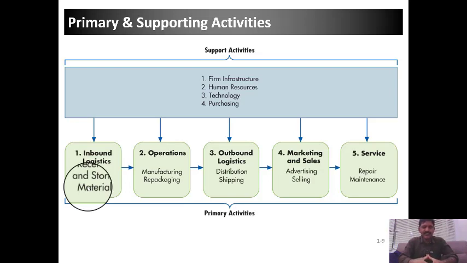Second, operations are operational activities, such as manufacturing and repacking. We produce something, then pack it and send it to the customer. Outbound logistics is distribution and shipping. Once the raw material is converted into finished goods, the finished goods are distributed to the customer through shipping and sale. Marketing and sale: you know better what we mean by it. Advertising, selling, promotion, customer service, etc.